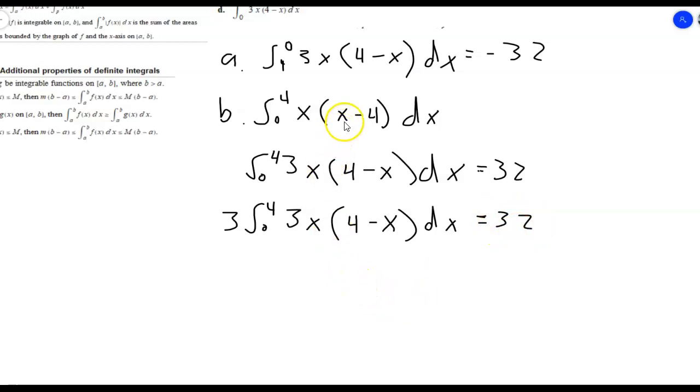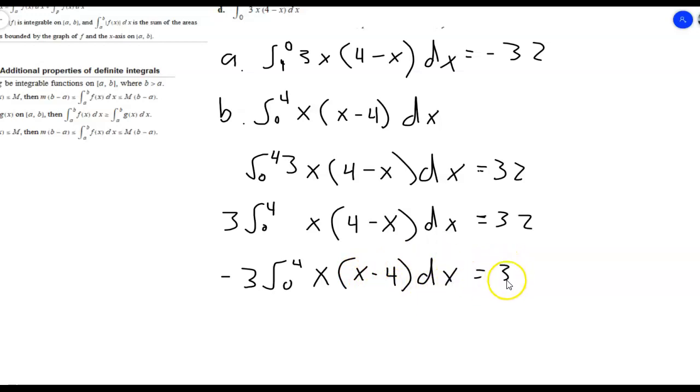But the one that I have here is x minus 4. So how do I go from 4 minus x to x minus 4? I can just factor out a negative 1 and pull it right out front. So negative 3 times the integral from 0 to 4 of x, and that switches inside to x minus 4, dx is equal to 32.